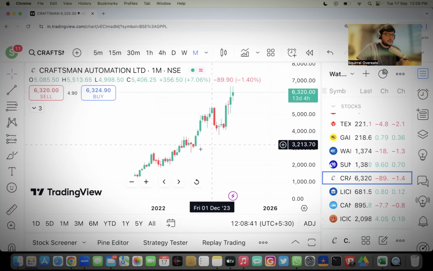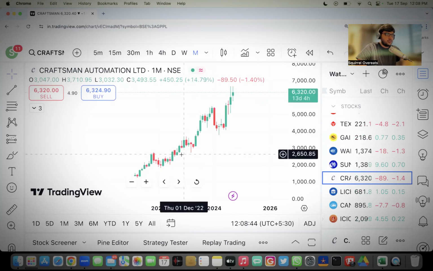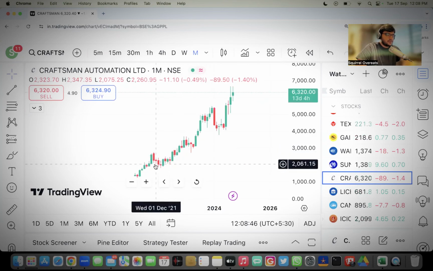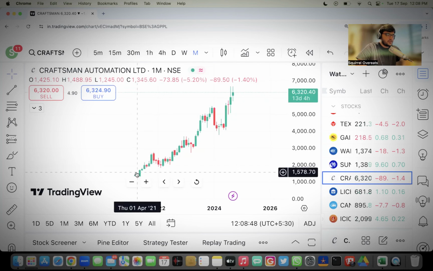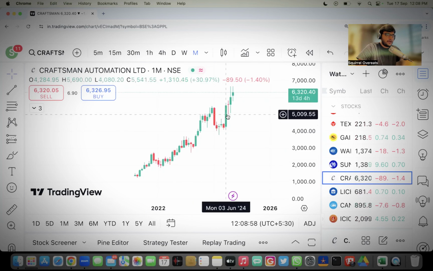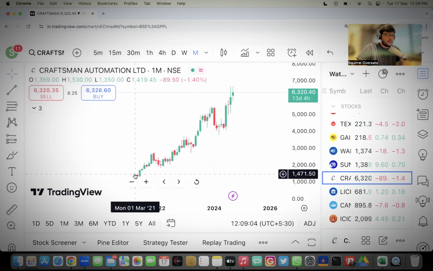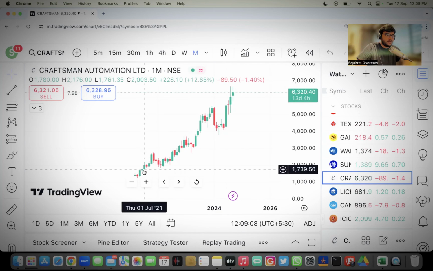The first chart is about to begin. Yeah, here it is: Craftsman Automation. Its IPO was done in March of 2021, when it was trading around 1400 rupees, and then it started a very big uptrend. You can see it is now trading at around 6000 rupees in just 3 years. This was a big jump in its price. Three and a half years went by, and the stock was rising and rising and rising.